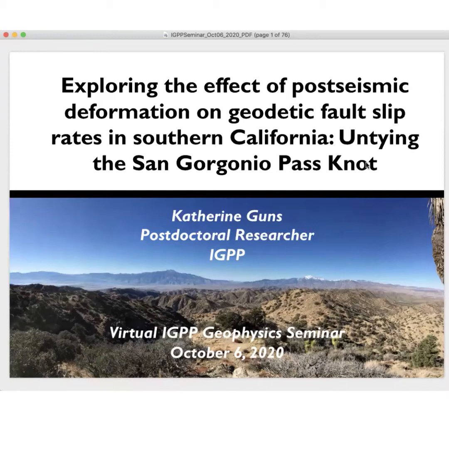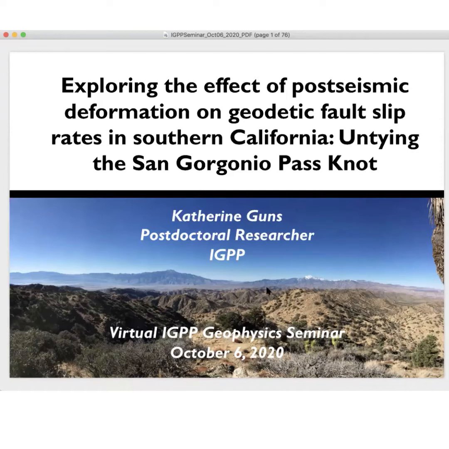So we're going to talk a lot about post-seismic deformation, and particularly in Southern California, and how that post-seismic deformation has affected how we measure geodetic velocities on the surface of the Earth and how we get fault slip rates from those geodetic velocities. And in particular, we're going to be looking at San Gorgonio Pass, which is actually highlighted in this picture for those of you that don't know.